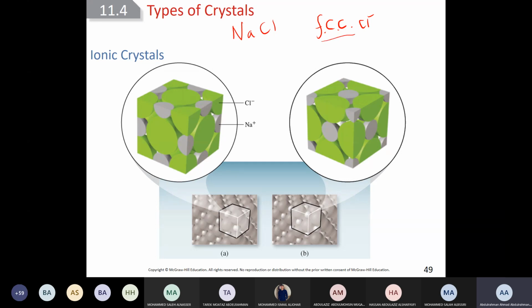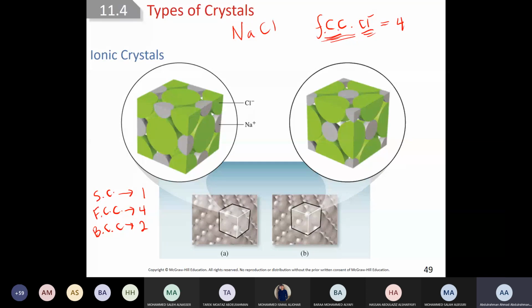If it is face-centered cubic with chlorine, then how many chlorine ions are there? If it's face-centered cubic, how many atoms are there? No, 4. I told you, if it's face-centered cubic, then it is 4. Don't forget, we have 3 cubes: simple cubic, face-centered cubic, and body-centered cubic. How many atoms are in simple cubic? 1. Face-centered cubic? 4. Body-centered cubic? 2. Keep this in mind.